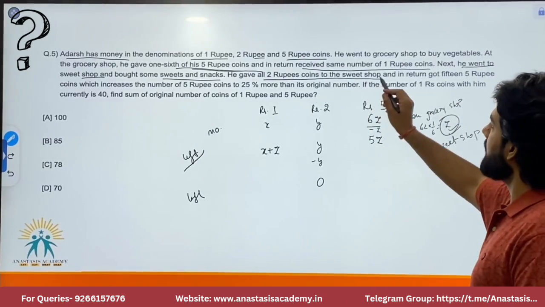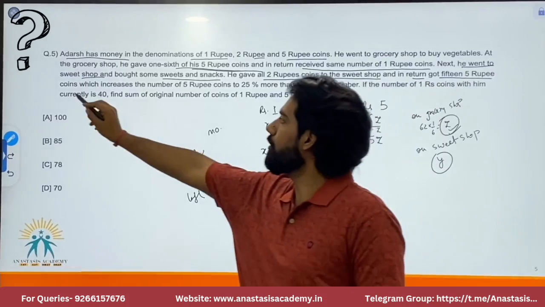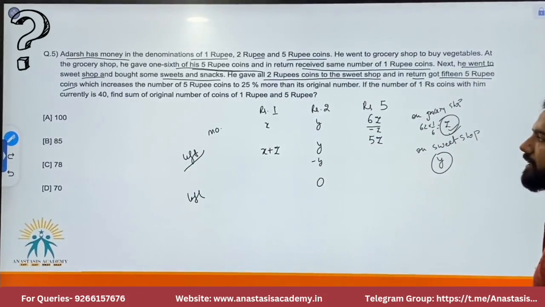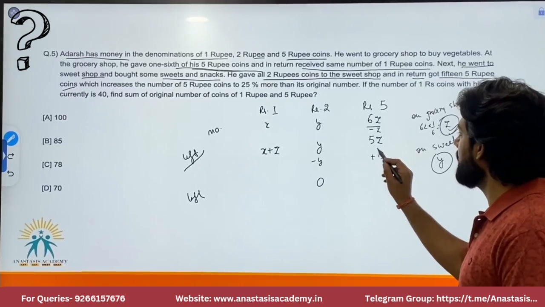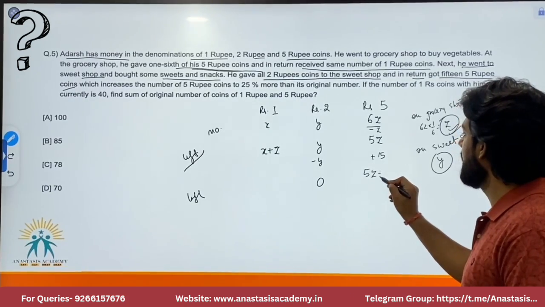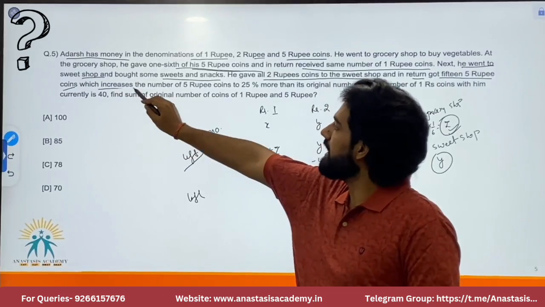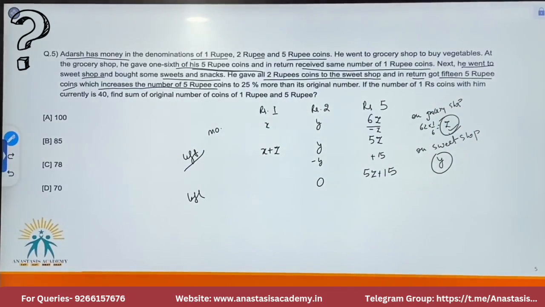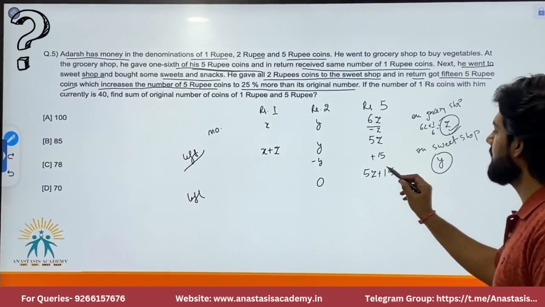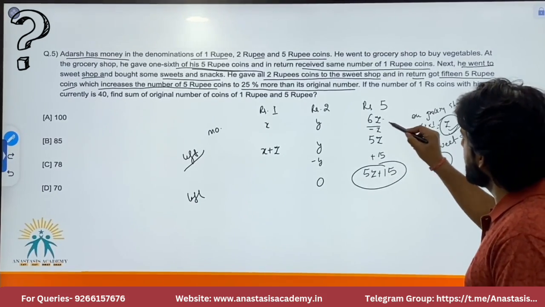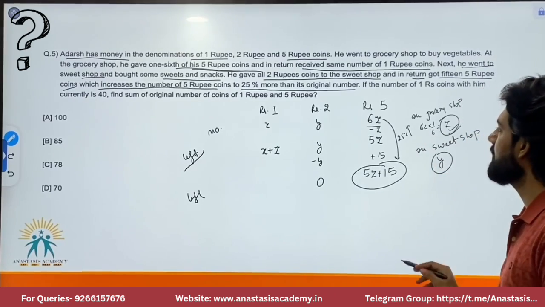He gave all 2 rupee coins to the sweet shop and in return got 15 5 rupee coins. So 5 rupee coins become 5Z plus 15. And this increases the number of 5 rupee coins to 25% more than its original value. So this is 25% more than the original value.